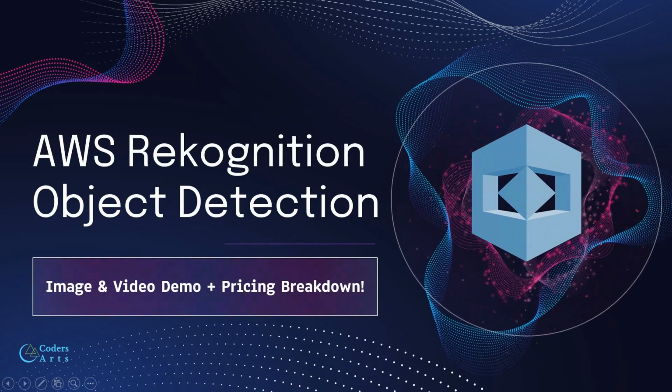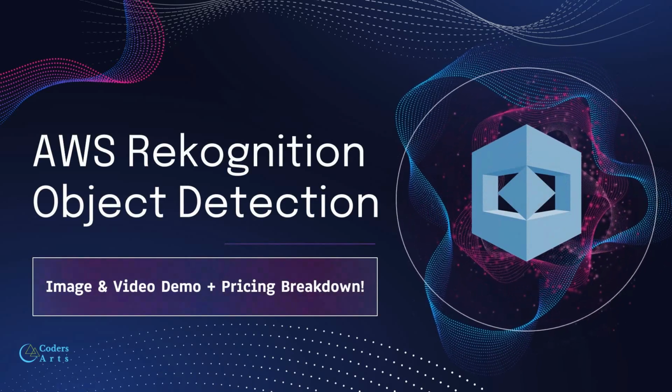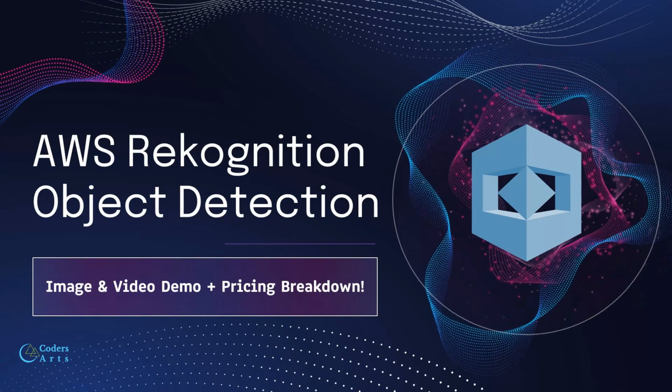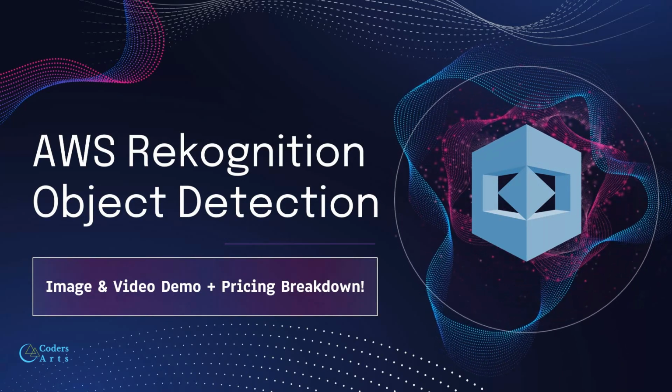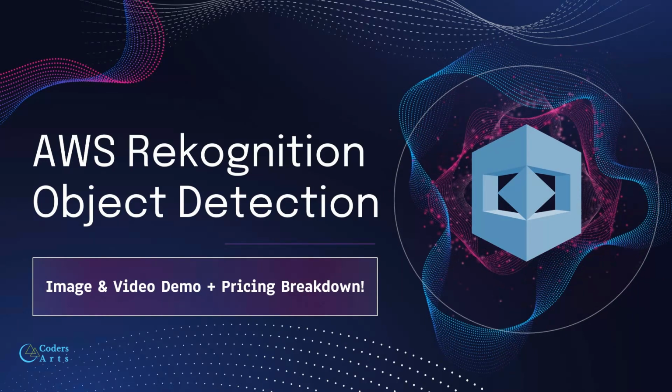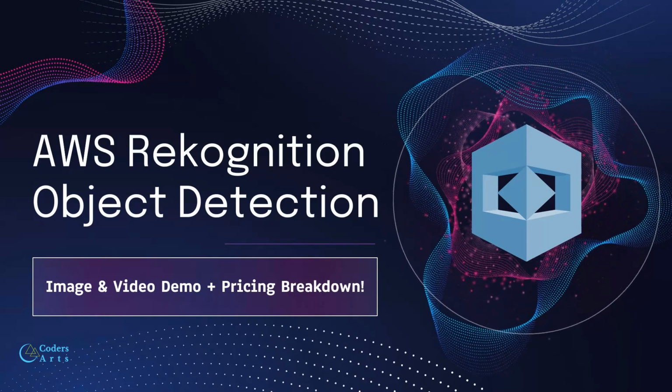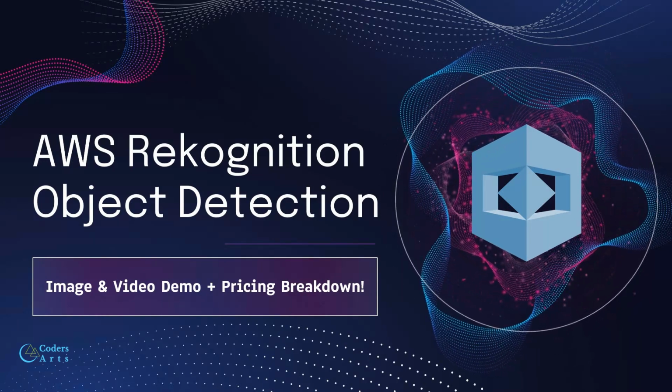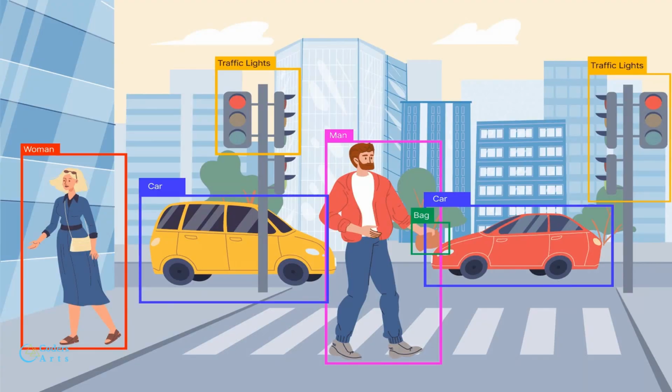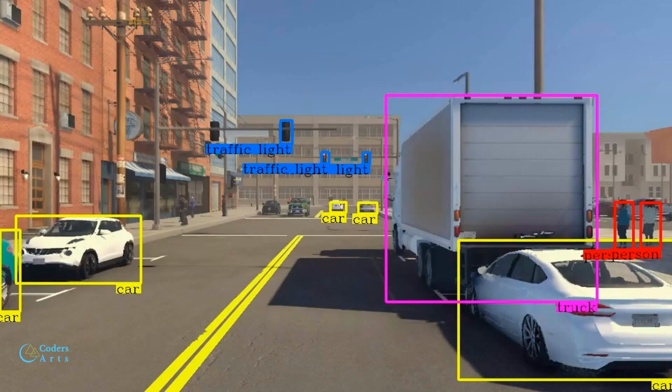Welcome. In today's video, we'll look into object detection using AWS Rekognition, which is Amazon's powerful computer vision service that can identify thousands of objects and activities in both images and videos. Imagine building an app that can automatically detect people, track vehicles, or even recognize objects like backpacks, phones, or helmets in a live video feed without writing a single machine learning model. That's the power of Rekognition.